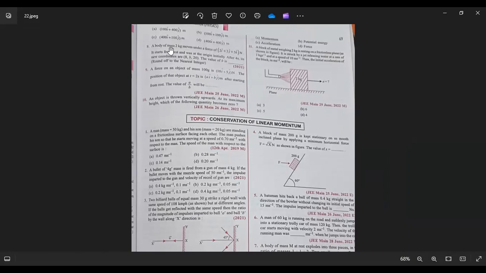Question number 8: a body of mass 2 kilogram moves under a force 2i plus 3j plus 5k Newton. F is given, mass is given. It starts from rest and was at the origin initially. After 4 seconds, its new coordinate is r equals 8i plus bj plus 20k. The value of b, rounded off to the nearest integer, you will find.